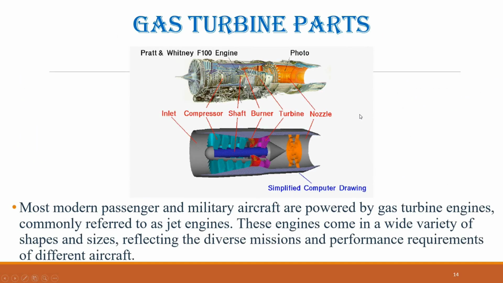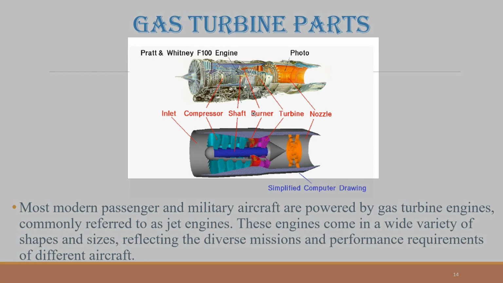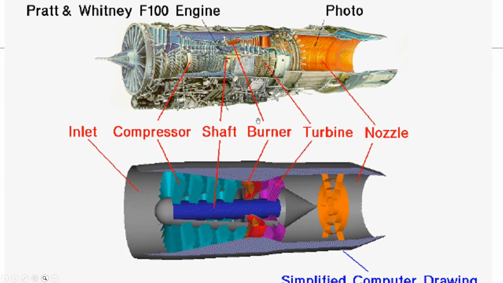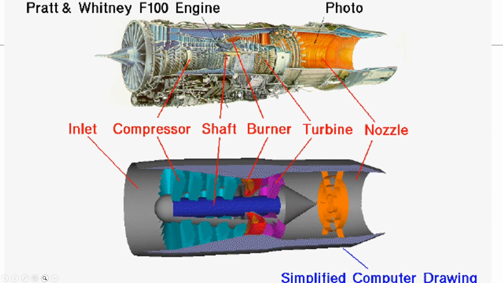Gas turbine parts. Most modern passenger and military aircraft are powered by gas turbine engines, commonly referred to as jet engines. These engines come in a wide variety of shapes and sizes, reflecting the diverse missions and performance requirements of different aircraft. Despite these variations, all gas turbine engines share the same basic components and follow similar operating principles.